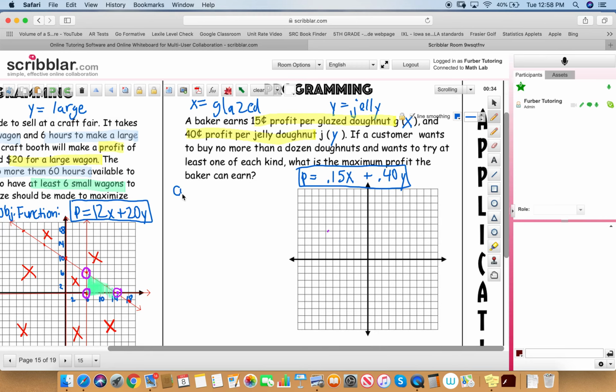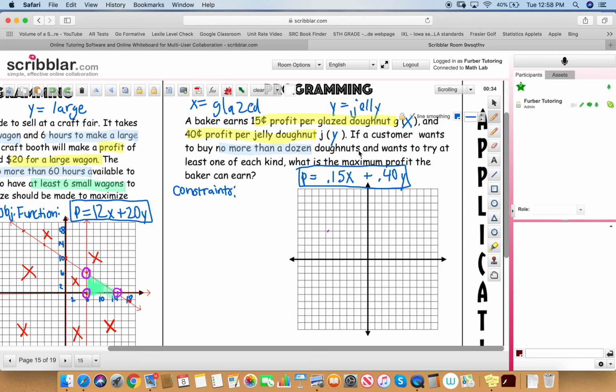Now let's do our constraints. Again, it doesn't appear as if there are very many constraints, okay? But there are. You just have to read carefully, and you also have to use some common sense, okay? So let's look at the rest of it. A customer wants to buy no more than a dozen, and wants to try at least one of each kind. All right, well, let's start with the first one, no more than a dozen, okay?